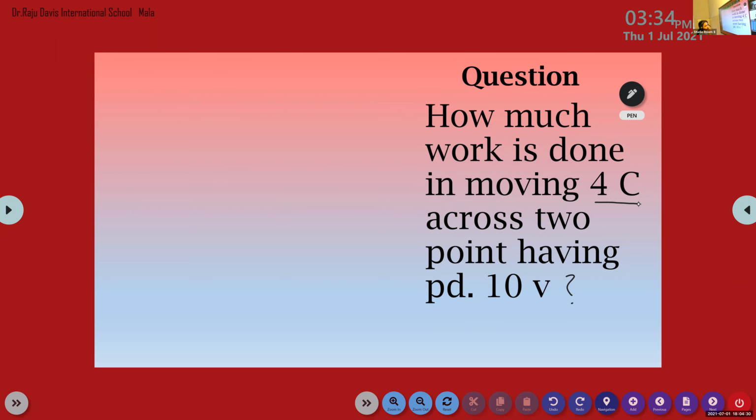Is it current? Which physical quantity? It is coulomb. If it is electric current, it is represented in terms of ampere. But here it is expressed in terms of coulomb. So which means here Q is provided, Q is equal to 4 coulomb. Then what about the other parameter? V is given, very good. Here the voltage V, or the potential difference, is given as 10 volt.